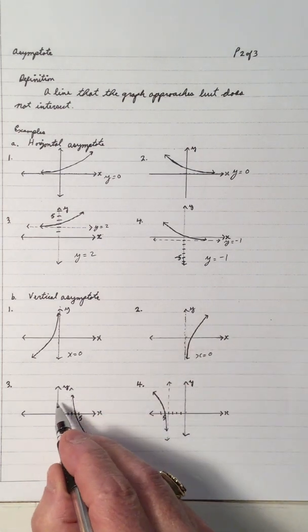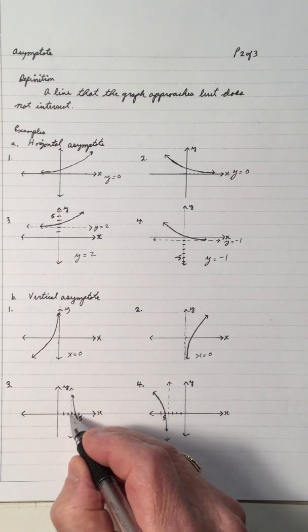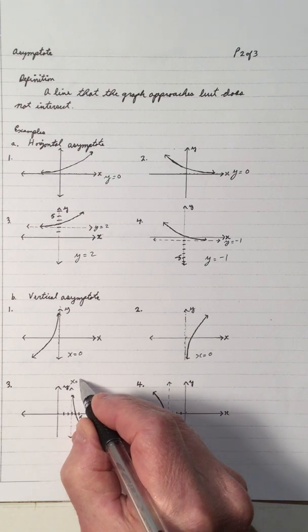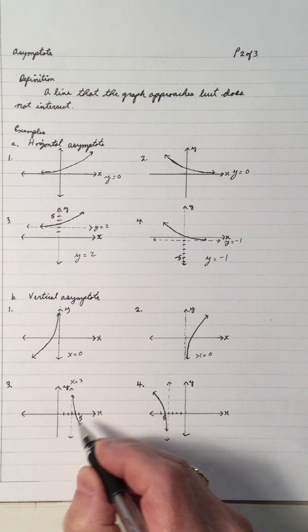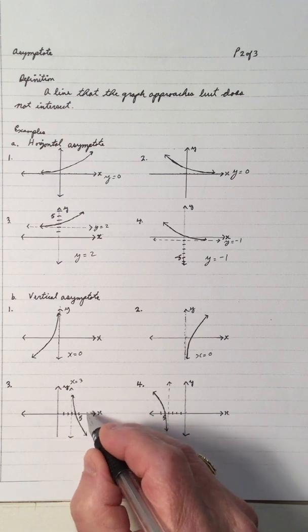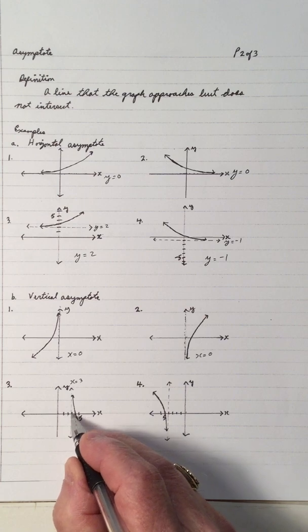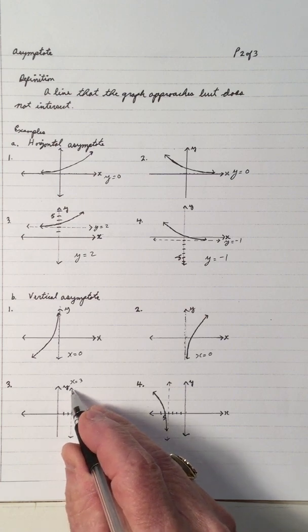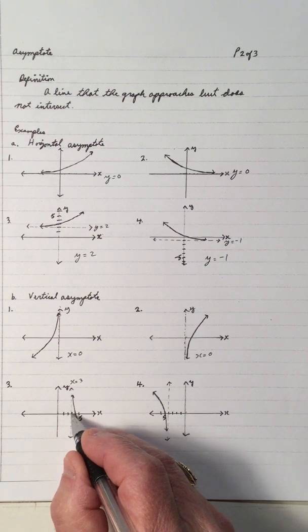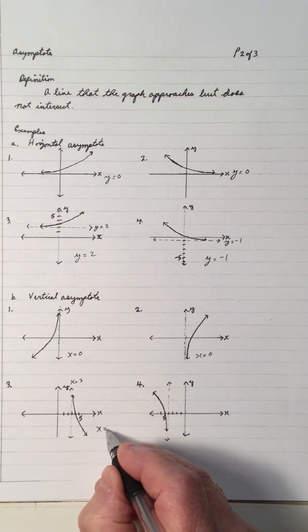And now the asymptote has moved. So this asymptote here, that's 1, 2, 3, 4, 5. This is x equals 3. This broken line is x equals 3. And the graph is approaching this asymptote. So as you approach 3 from the right, it's going to infinity. So the asymptote is x equals 3.